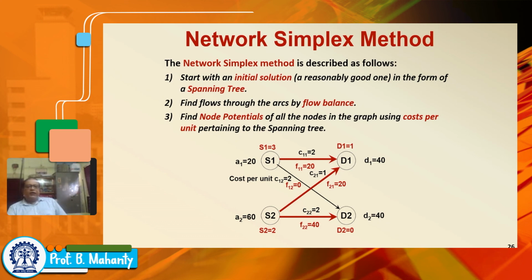So how to find out the node potentials? When we talk about node potentials, they are coming from the cost. Why are they coming from the cost? Because if you formulate the original problem, the total amount supplied from S1 and S2 to D1 has to be 40, and the total amount supplied to the other has to be 40, and the total amount supplied from S1, that means these two sum, should be 20, and the other two sum should be 60, isn't it? So from those equations, if you take the dual, those duals will correspond to these node potentials.